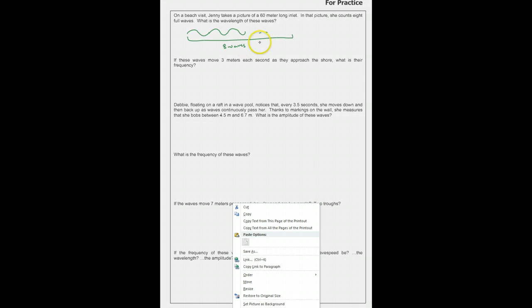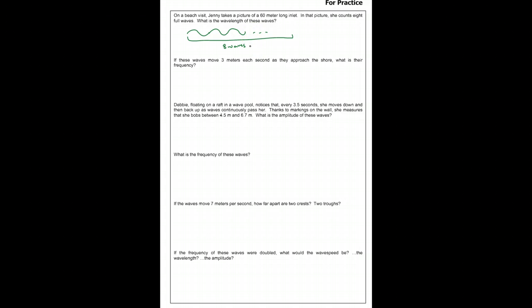Alright, we're going to work on the 4 practice problems on page 414. These are in the standard wave descriptions. So here in the first one, we're talking about having 8 waves, so there's 2, 3, etc. We're going to have 8 waves, and that's going to be 60 meters long.